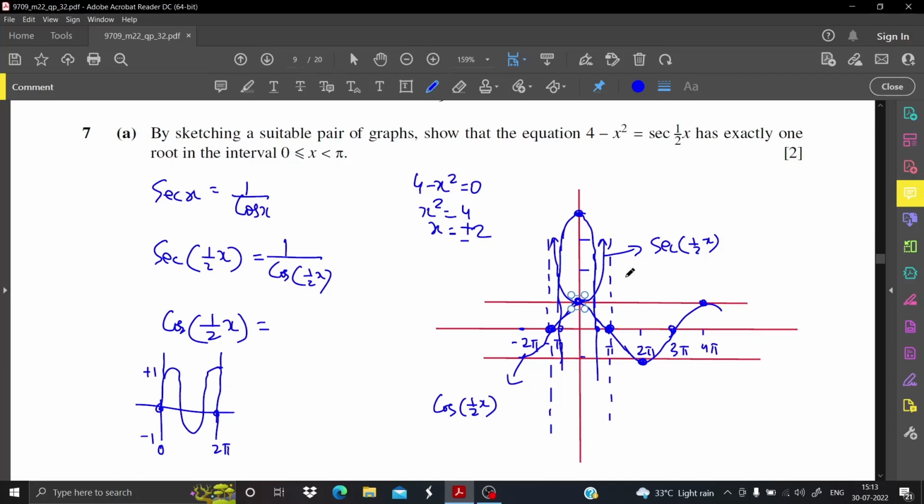Now all that is required is you need to show that there is an intersection or a root happening for 4 minus x squared and the secant half x. All these graphs and sketches are just to show that yes, there is a root between 0 and pi. That's what you need to indicate. Hope this is clear in detail.